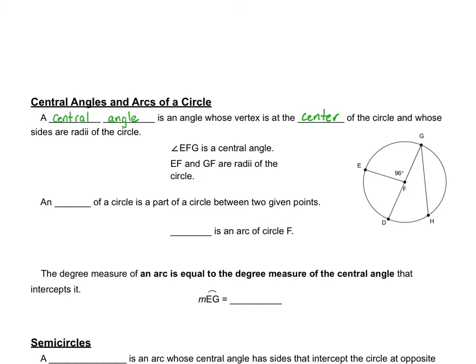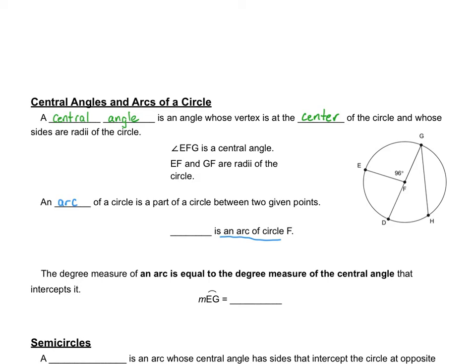And let's see here, what else do we have? They have the arc. The arc of a circle is part of the circle between two given points. So in this case, blank is an arc of circle F.